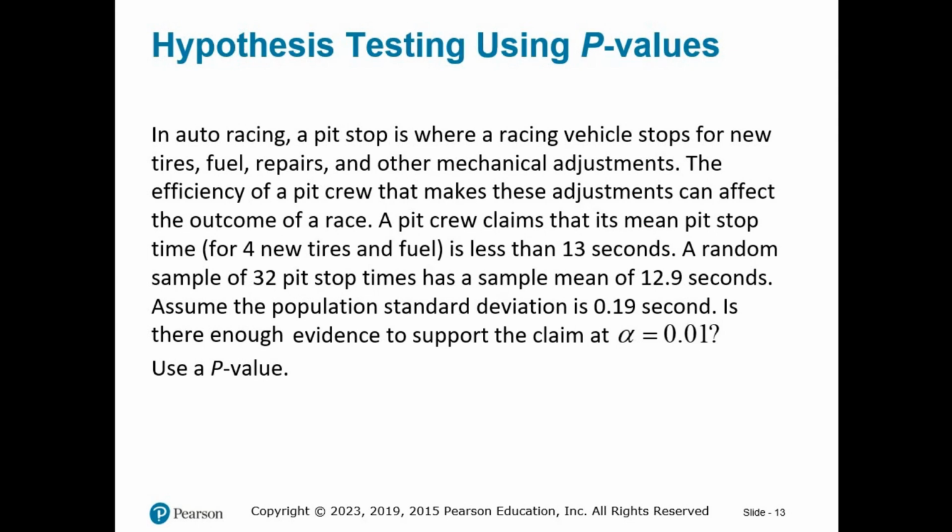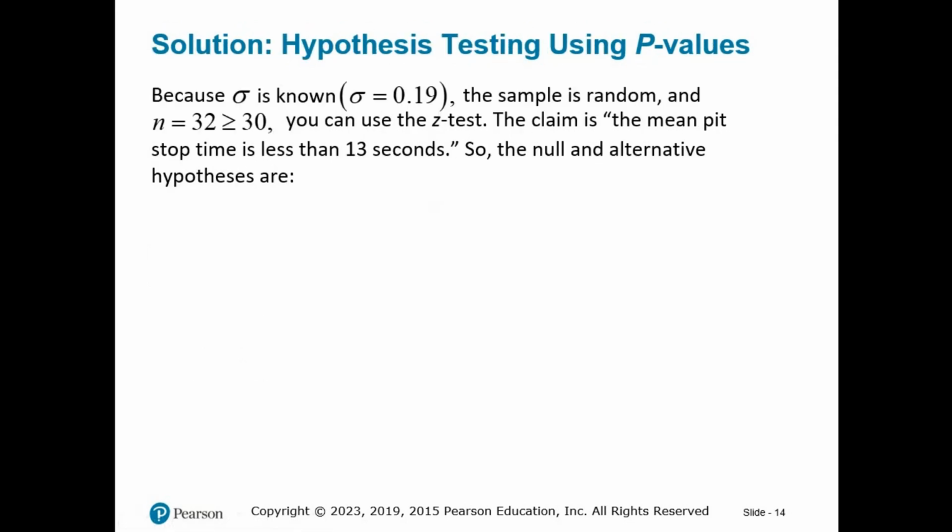Okay, so let's go through the steps. Are we given population standard deviation, or sigma? Yes, they gave us 0.19 seconds. Is the sample random? Yes, that is what they said. Is the population normally distributed, or is the sample size at least 30? It does not state that the population is normally distributed, but the sample size is 32, so we can approximate it normally.